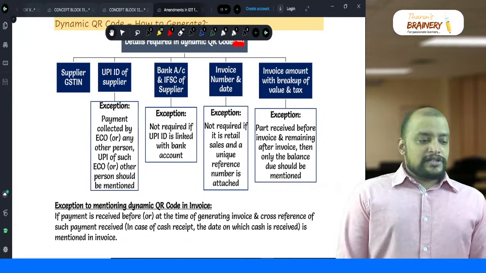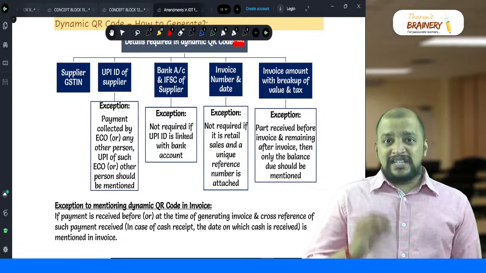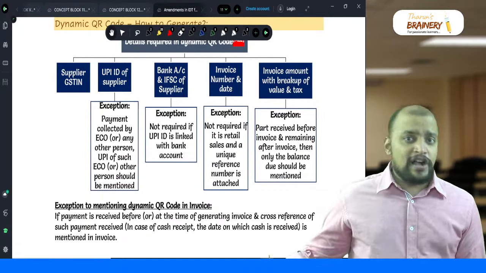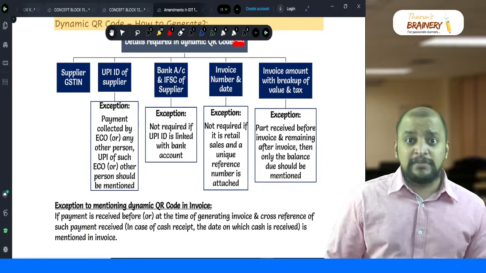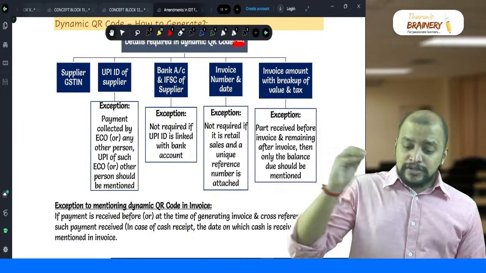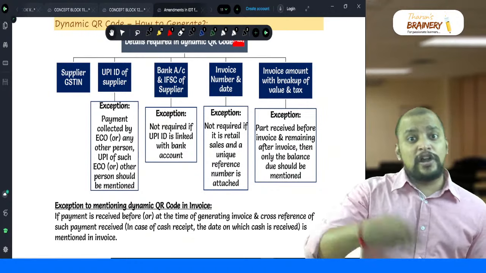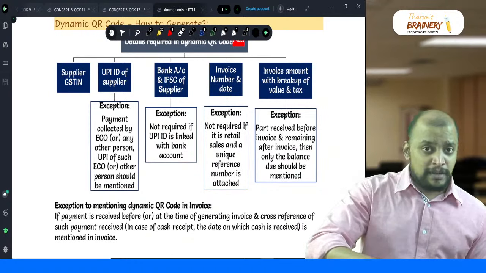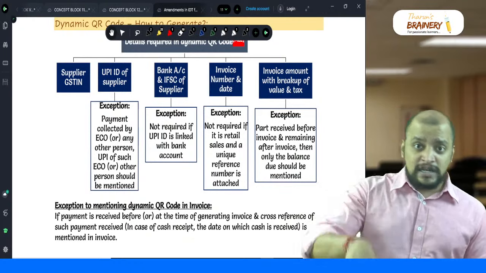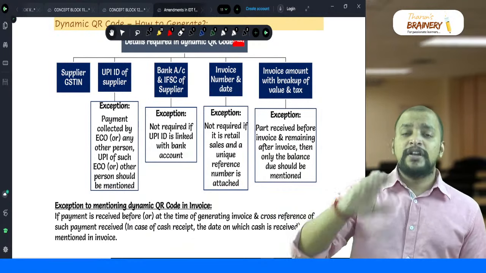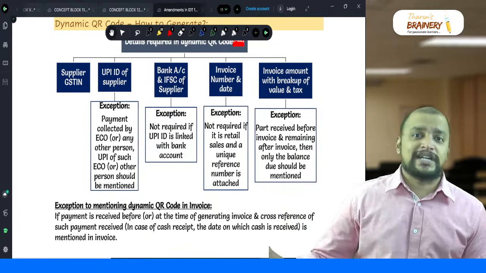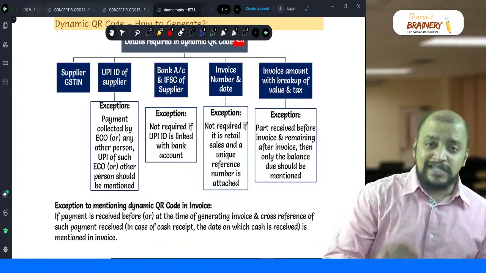Okay. The solved workbook as well as the that's it book, every book of mine for the May 22 exam contains these amendments. These amendments are already there in the that's it book, in the solved workbook, and in the revised book. For May 22, in all the books that I have released, these amendments are there.